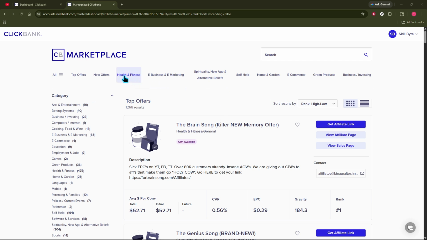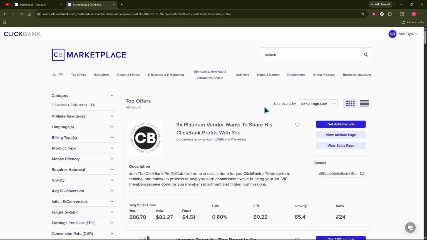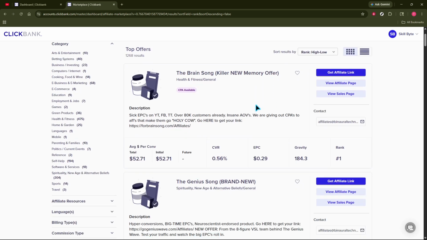to type in a keyword, such as weight loss or make money. Browsing helps you spot trends within a niche, while searching is great if you already know the type of offer you want to promote. As you scan the listings, pay attention to the key stats shown on each product card.